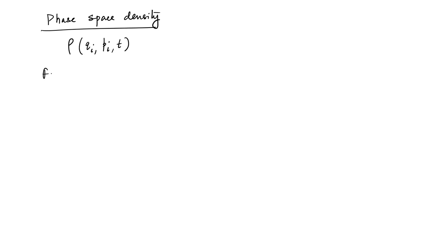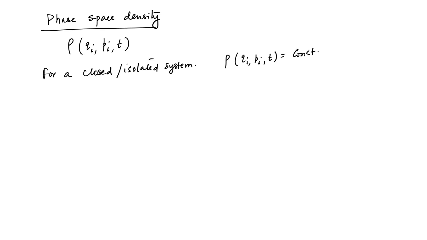Now, for a closed system, we call it closed or isolated system, rho is equal to constant. So rho(qi, pi, t) is equal to constant. Sometimes we can write rho as a function of qi, pi, for reasons that we have just told you, that qi and pi themselves are functions of time, and in fact we will show this to be true, that d rho dt is zero. So rho, this phase space density, is not an explicit function of time.